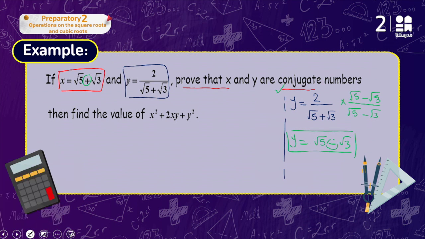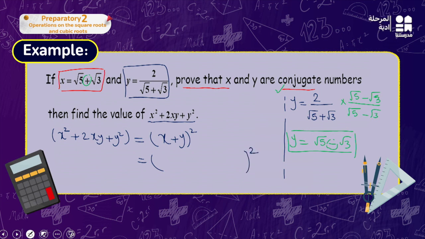So let's continue. It says find this combination. If you remember from the remarks we mentioned, x squared plus 2xy plus y squared is equal to what? Yes, x plus y all to the power 2. So let's do that. x plus y, all to the power 2. x is square root of 5 plus square root of 3, and y is square root of 5 minus square root of 3.